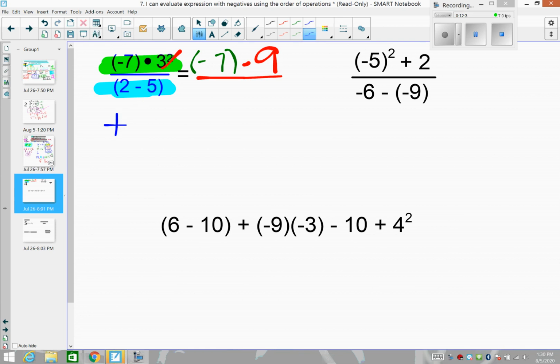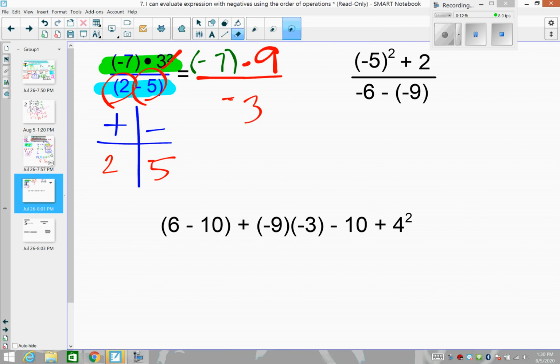So we have a positive 2 and a negative 5. The result of that would be what? Well, we have positive on the 2. We have negative on the 5. So the result of that would be negative. And how many extra players? 3 extra players on team negative.